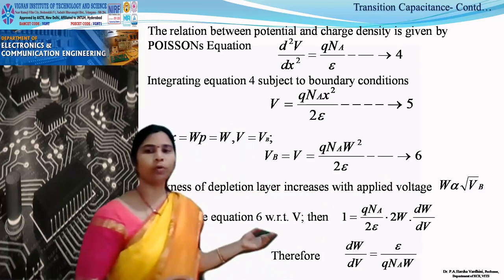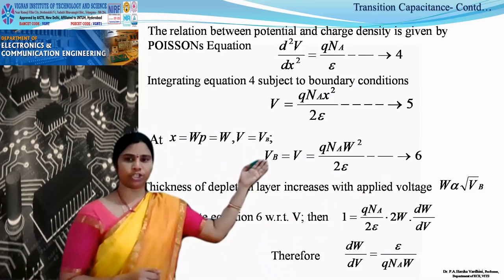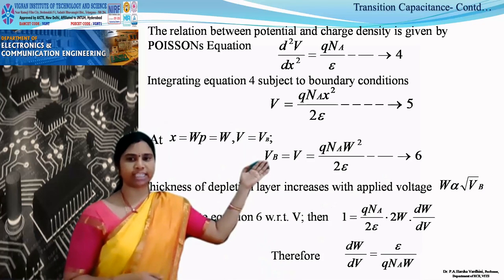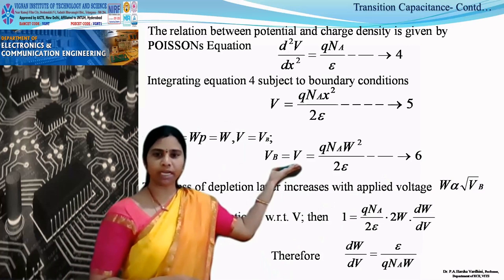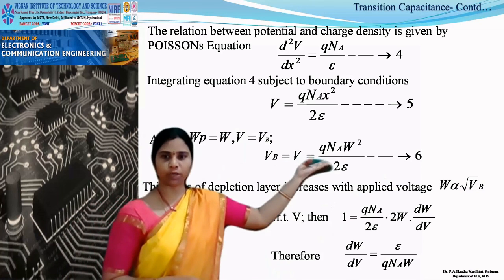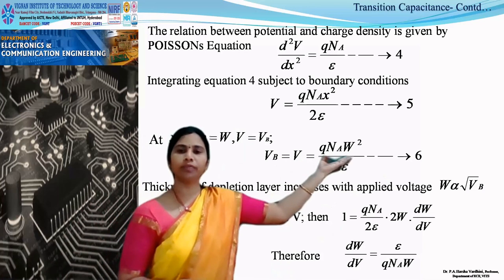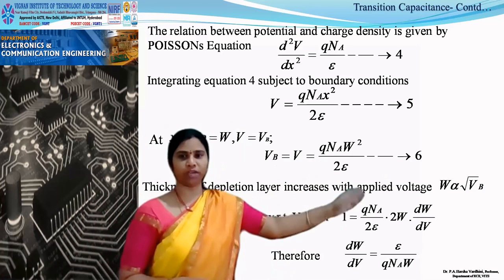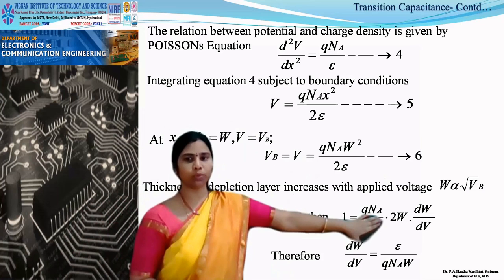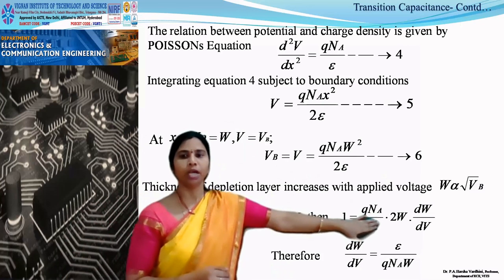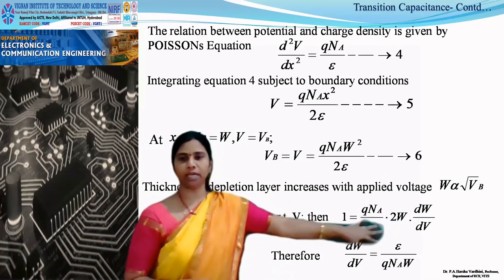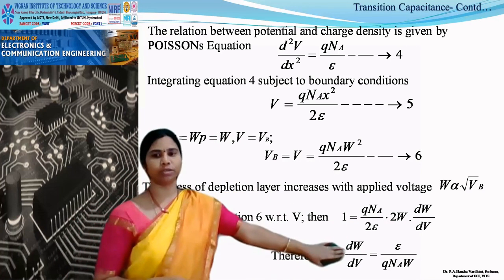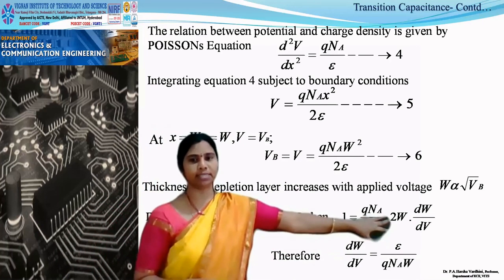Fine. Now let us take the sixth equation and differentiate with respect to the voltage. What will you get? This is dV by dV, so it is 1 is equal to QNa by 2 epsilon, a constant value. Differentiate W square with respect to dV. What will you get? 2W into dW by dV. Now rearrange the equation so that you will get dW by dV. If we rearrange the equation, the 2 gets cancelled.